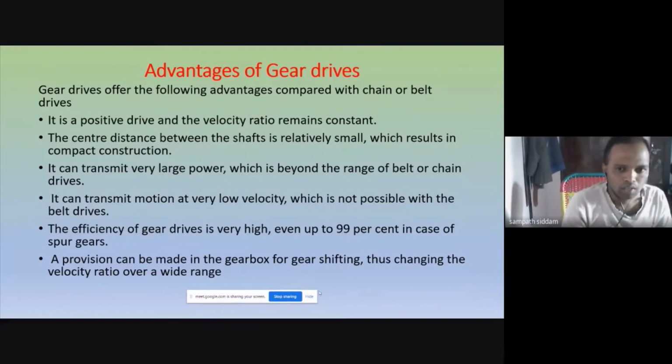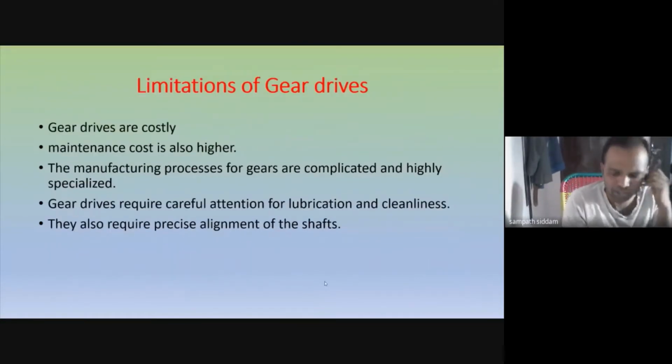Next we move on to the limitations. Before this, you went through the advantages of choosing a gear drive. So what are the limitations? For everything there will be pros and cons. Just before, you learned about the advantages, now we'll go through the limitations.